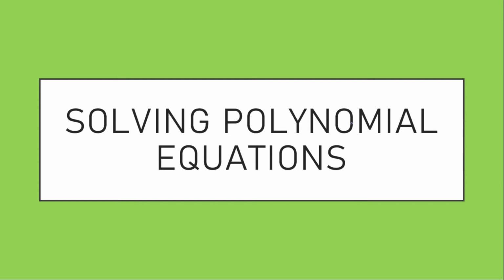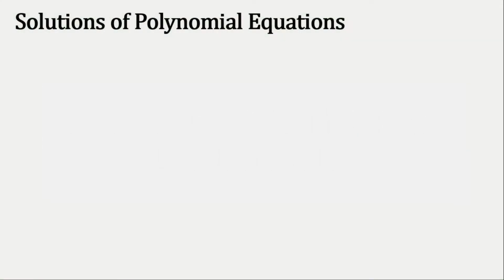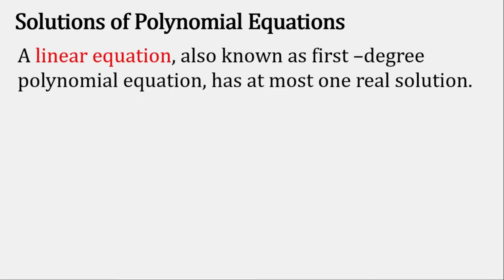Today we're going to tackle solving polynomial equations. Solutions of polynomial equations. A linear equation, also known as the first degree polynomial equation, has at most one real solution. Meaning, if our polynomial is linear, there is at most one real solution for it. So now let's take, for example, the case of x minus 1 is equal to 2.